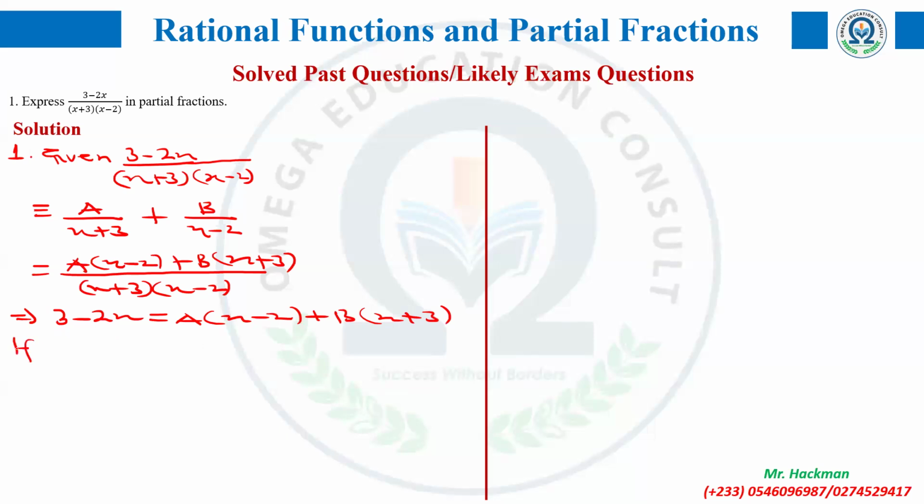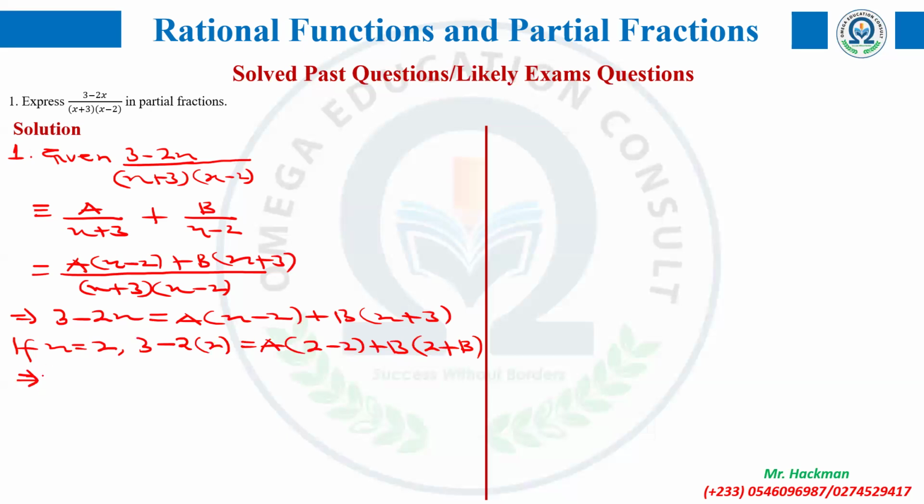So if x is equal to 2, I will get 3 minus 2 into 2 is equal to A into 2 minus 2 plus B into 2 plus 3. My professors, I hope you are following. So there's a past question. If you're able to do it, at least it gives you that sort of encouragement.